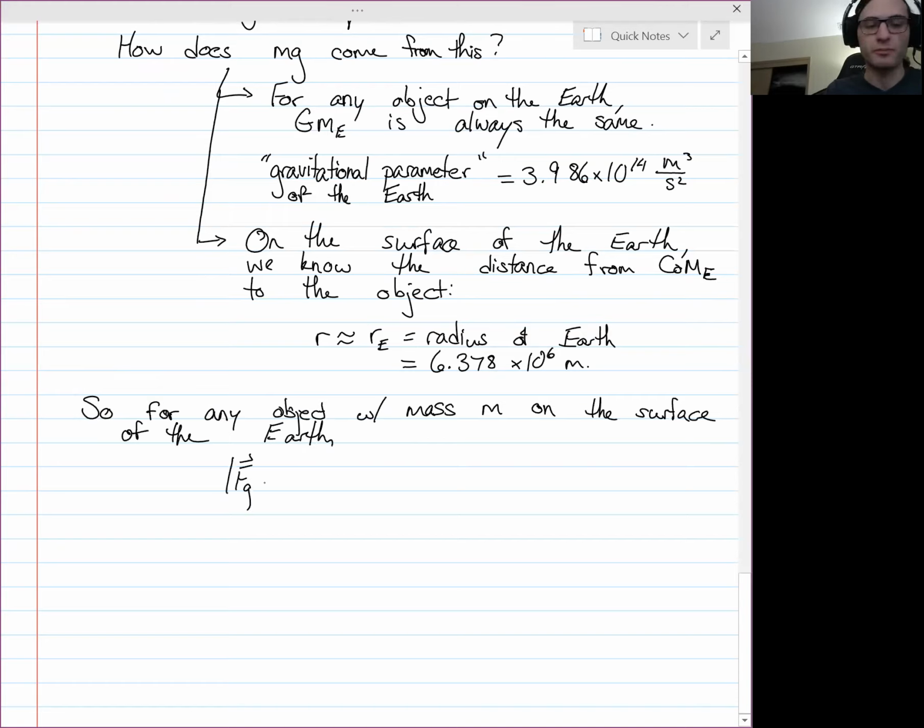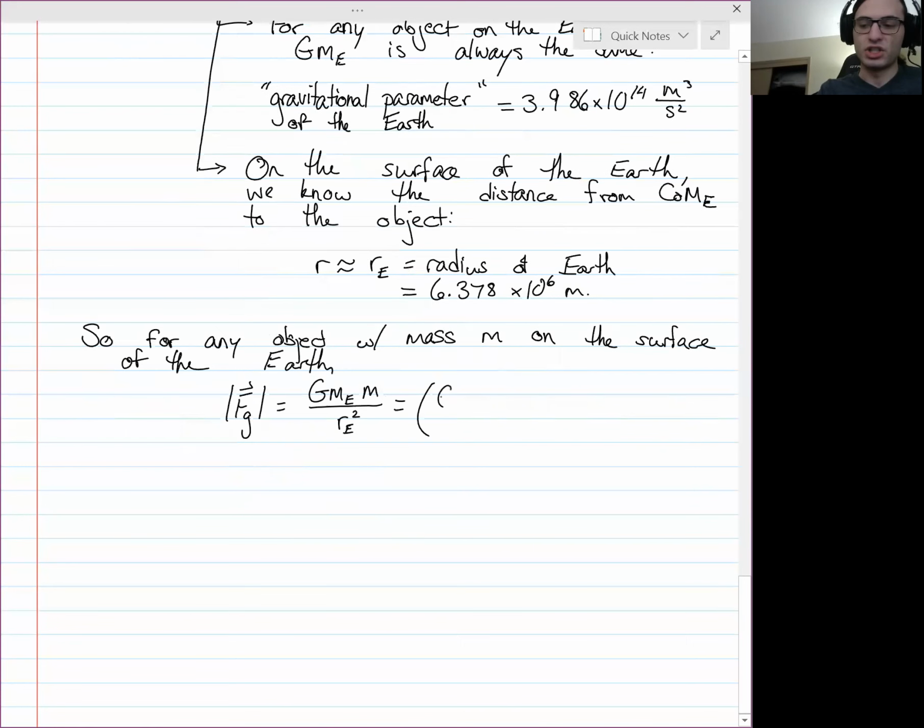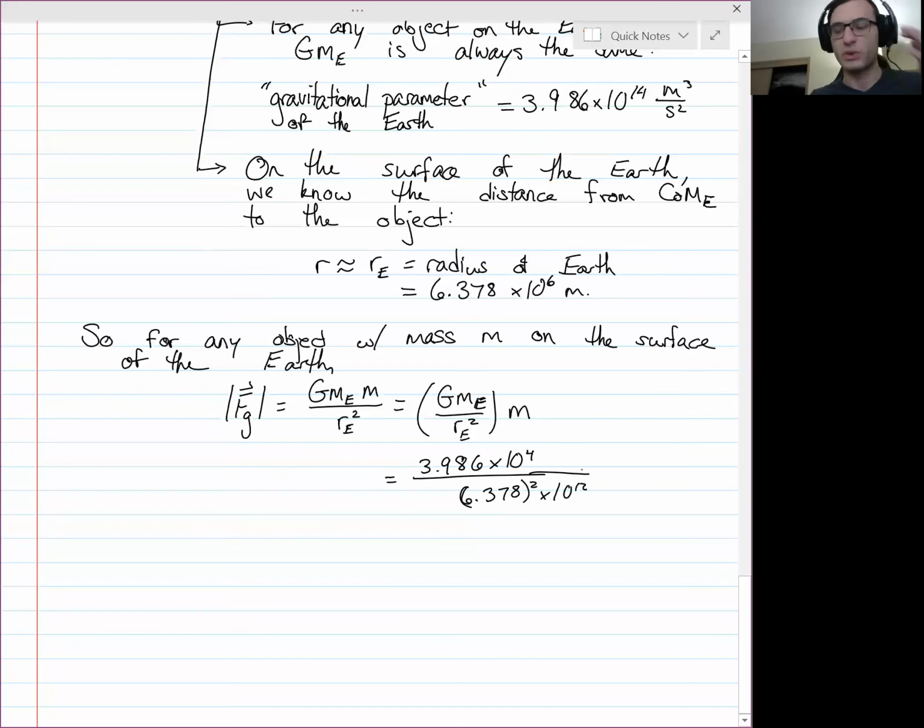The magnitude of the force due to gravity would just be G times m sub e times the mass of the object divided by the radius of the Earth squared, which is just G times m sub e. This top term is the gravitational parameter of the Earth, and the bottom term is the radius of the Earth squared times m. So if we're not doing anything tricky, now we can just plug in numbers. So this is 3.986 times 10 to the 14th divided by 6.378 quantity squared times 10 to the 12th. 10 to the 6th squared is 10 to the 12th. And this is all in units of meters per second squared.